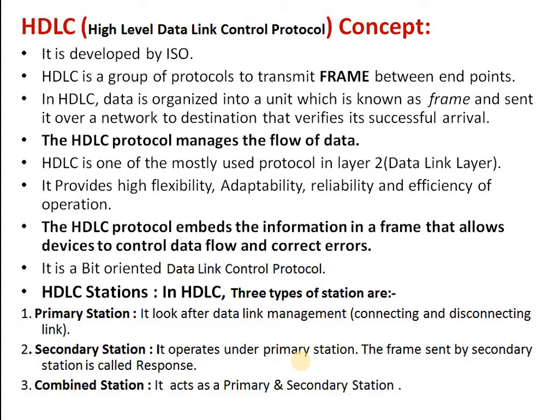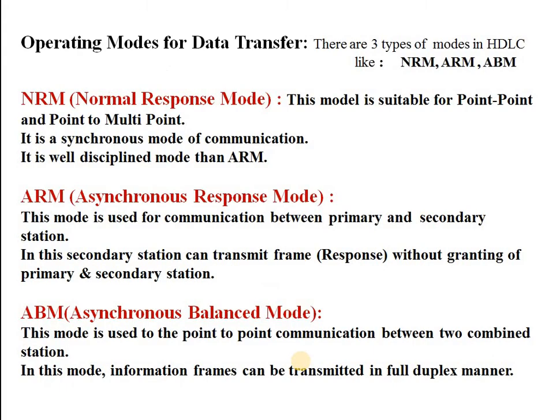Next, the combined station. It acts as both primary and secondary. That's why its name indicates the combination of primary station and secondary station. So that is the concept of the three kinds of stations that occur in the HDLC: primary, secondary and combined station.